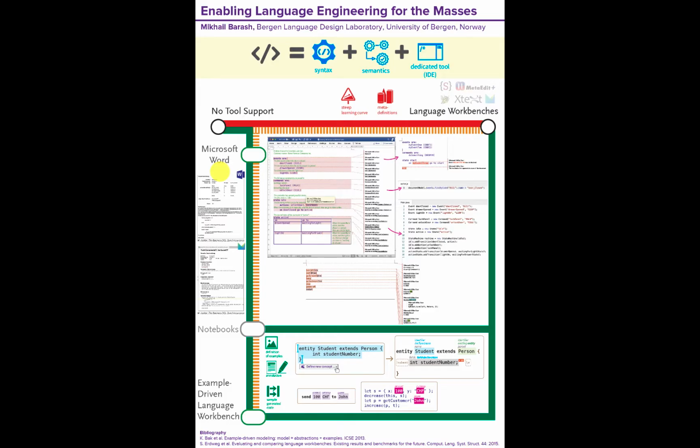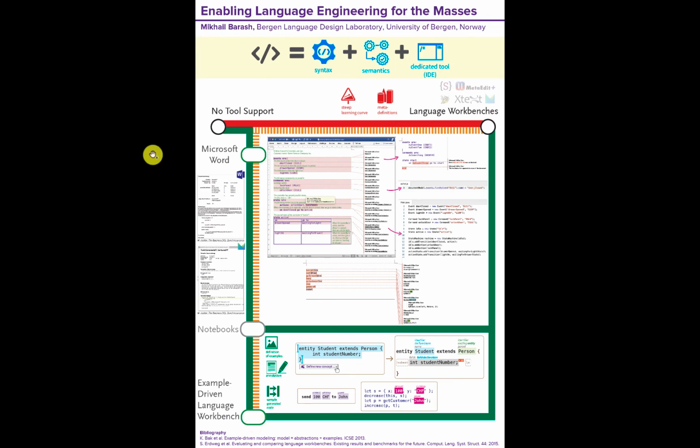Based on this, I would like to explain to you now the idea of how Microsoft Word could be used to define languages. The idea is that in order to define a language, one will have to provide examples of code written in the language being defined. The examples would then be annotated to specify different concerns of language definition, such as abstract syntax, typing rules, validation rules, and so on. Three possible implementation strategies of this approach are considered: using a rich text processor, Jupyter notebooks, or implementing a dedicated example-driven language workbench. These are represented as stations along the green line in my subway map.